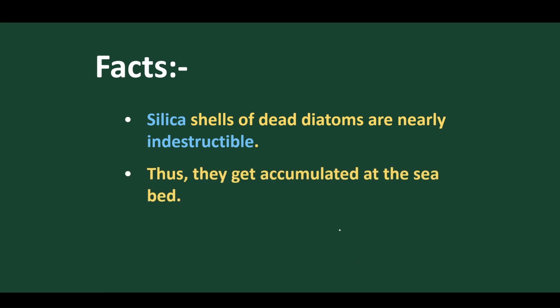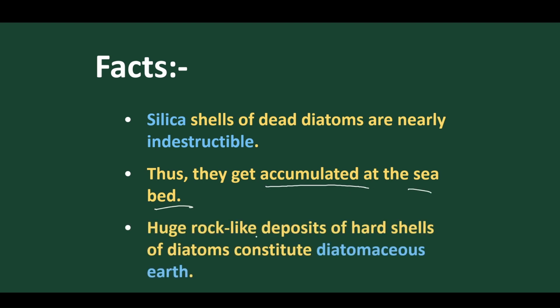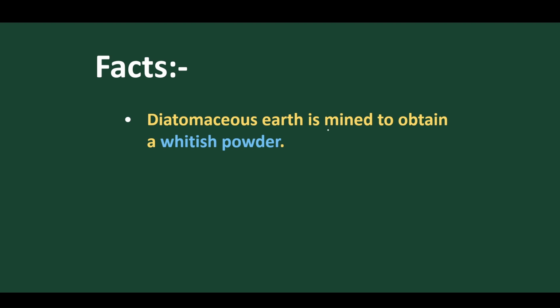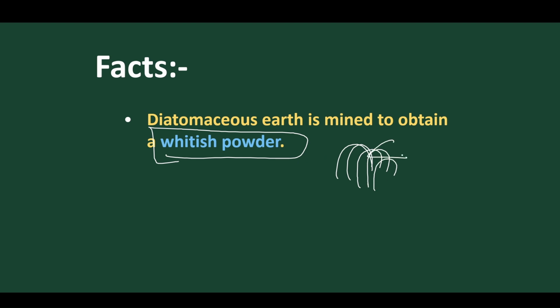We know that when diatoms die, they accumulate at the seabed, the benthic region, and huge rocks are deposited. Hard cell walls of diatoms are deposited to form mountains, and these mountains formed inside the earth are called diatomaceous earth. This diatomaceous earth is mined as a whitish powder. For economic importance, when we extract it, it is a white powder-like structure.